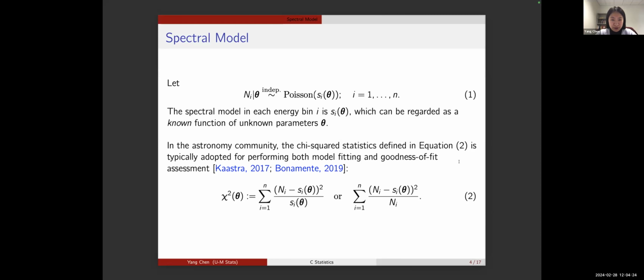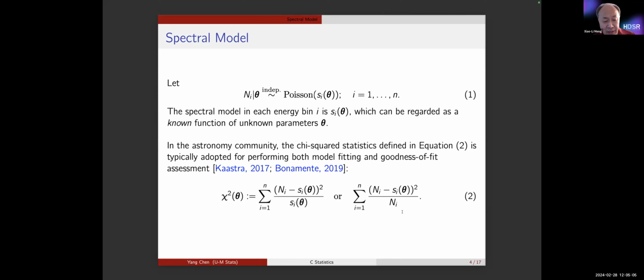So typically in the astronomy community, the chi-square statistics has been used for performing model fitting and goodness of fit assessment. And the chi-squared can be defined as the squared difference between the observed counts and the Poisson rate divided by either the Poisson rate or the observed count. And we all know that if each of those Ni's are really big, then the chi-squared is actually a very good approximation. Large sample asymptotics can guarantee that for both model fitting and goodness of fit assessment, you're good to go. But then in the low count setting.